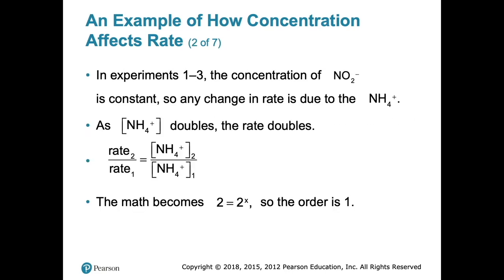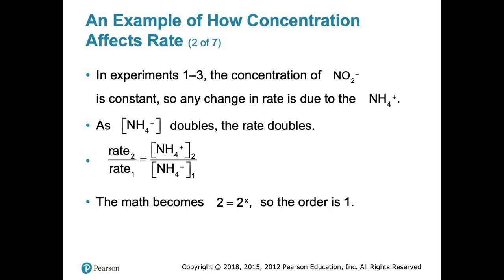So here on this equation, this is the rate from reaction 2, and this is the rate from reaction 1, which equals the concentration of ammonia in reaction 2 divided by the concentration in reaction 1. Let me say that one more time. Rate of reaction 2 over rate in reaction 1 equals concentration of ammonia in reaction 2 over the concentration in reaction 1. Okay, does that make sense?